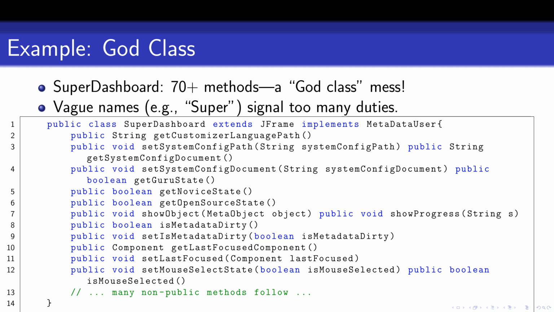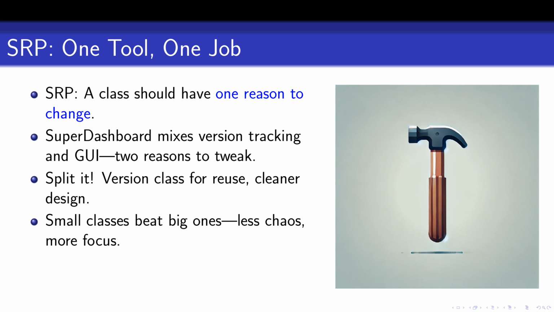code clean and manageable. The Single Responsibility Principle, or SRP, is our secret weapon for small classes. SRP says a class should have only one reason to change. Take SuperDashboard. It mixes version tracking with GUI logic, giving it multiple reasons to be tweaked. That's a mess. Split it into something like a version class for reuse and clarity. Small classes with one job reduce chaos and sharpen focus, making your codebase a breeze to maintain.